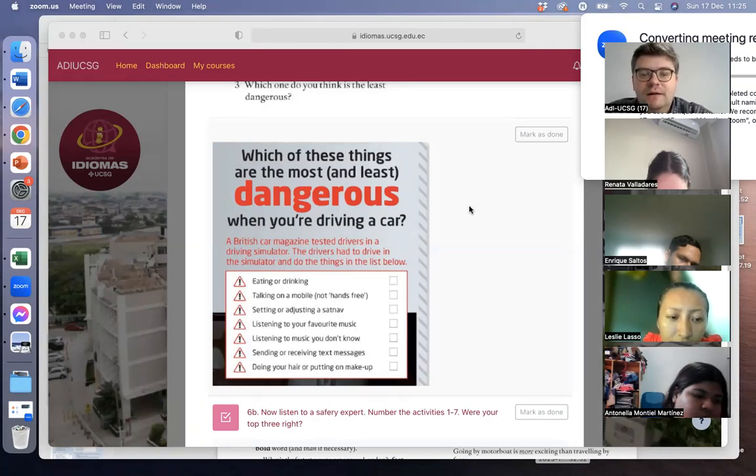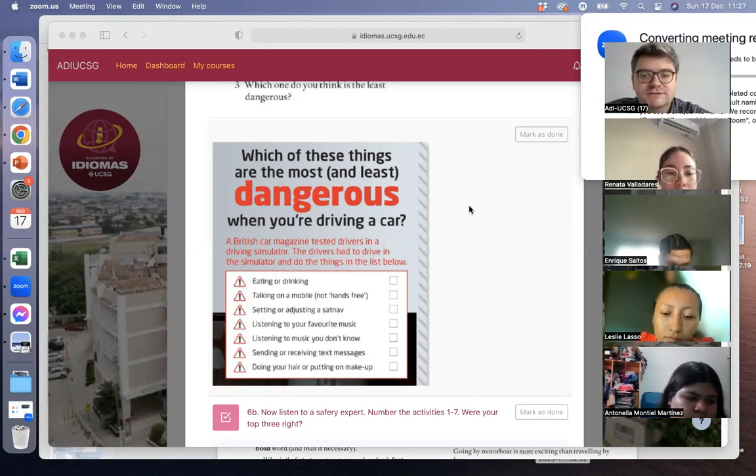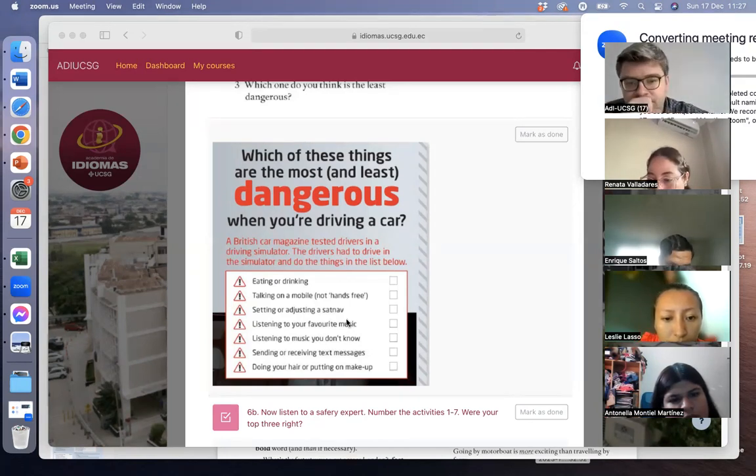So talking on a mobile, not hands-free. Hands-free in the car is when you connect your phone and you don't have to hold your phone, okay? This means hands-free, that you don't have to hold the phone in your hands to talk to someone. You connect it and you can speak normally on the speakers. So that's called hands-free. Talking on a mobile, meaning that the person is actually holding the phone in the hand, okay? Next.